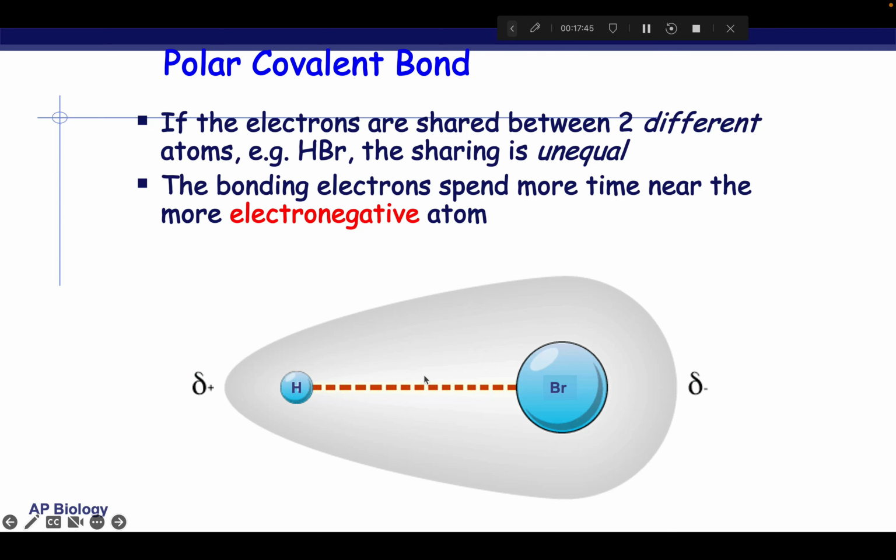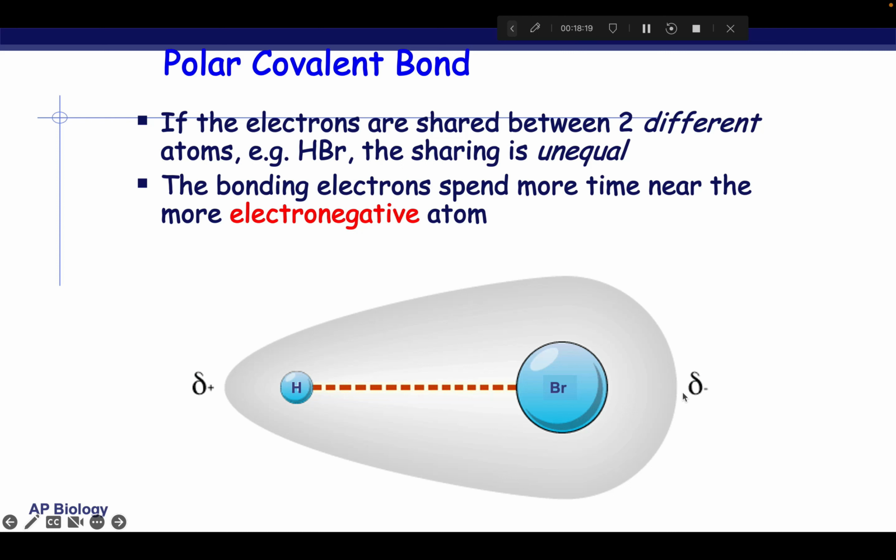They're not shared right down the middle equally. And since more negative electrons are closer to the bromine than the hydrogen, the side of this two-atom molecule closer to the bromine is slightly more negative, because there are more negative electrons closer to that side. And the side where the hydrogen is slightly positive, because the electrons are farther away from that side.